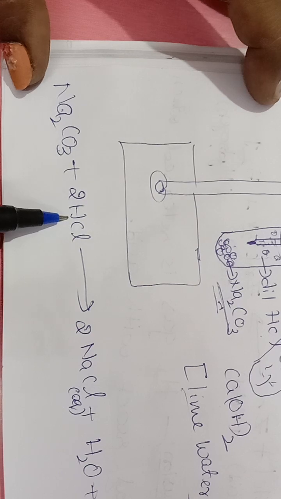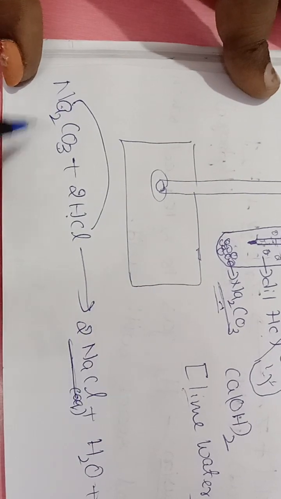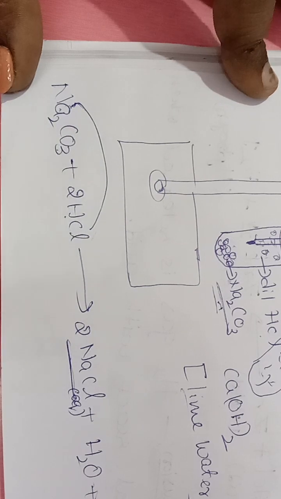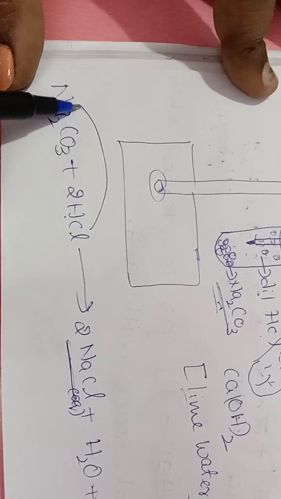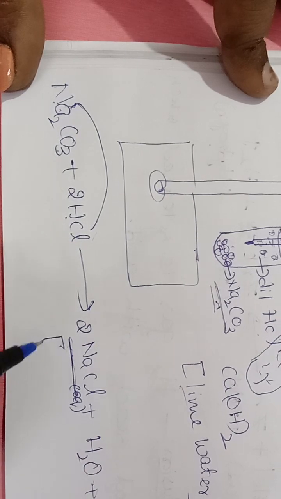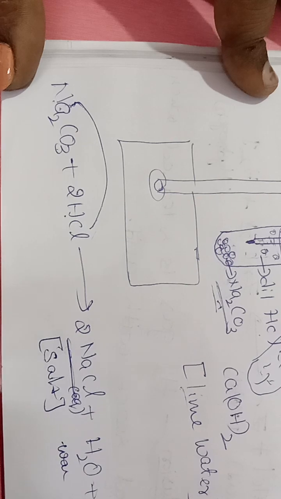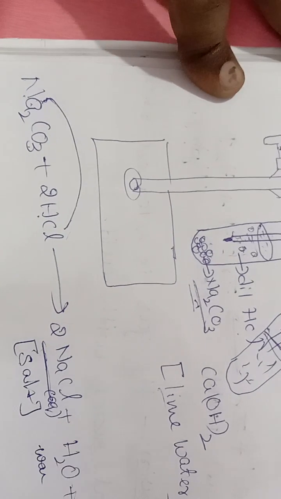Na2CO3 reacting with hydrogen chloride. So you will form sodium chloride. Sodium and chlorine are the most reactive elements; if these two are there, they form salt immediately, right? It acts as salt. Water and carbon dioxide are also formed. CO2 is released in the test tube, right?